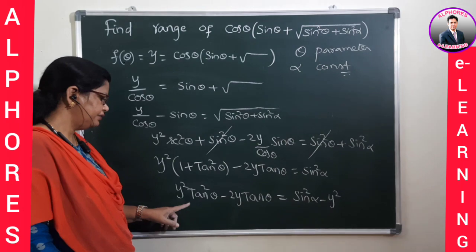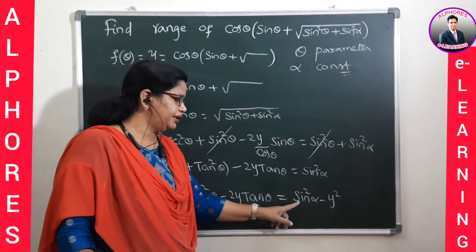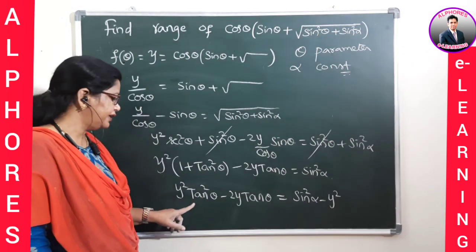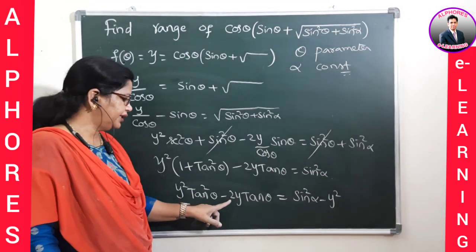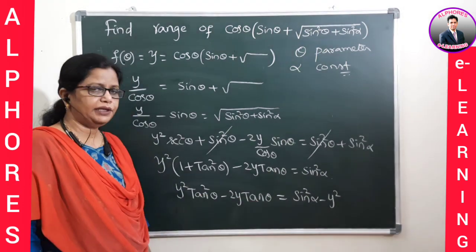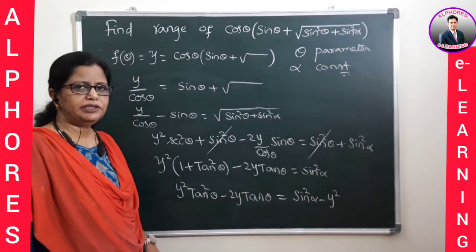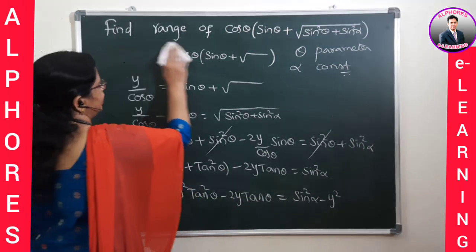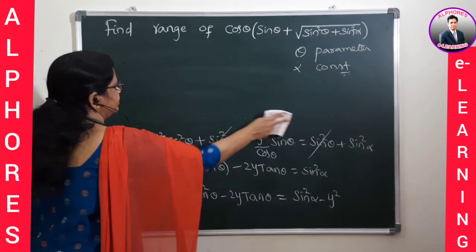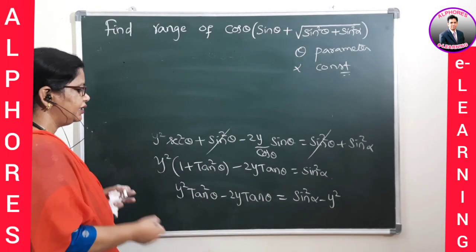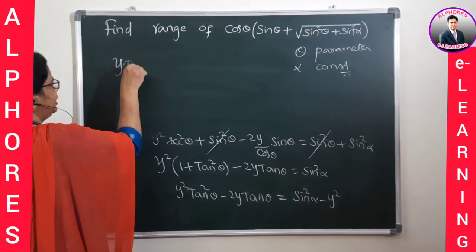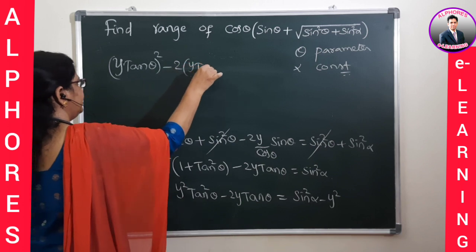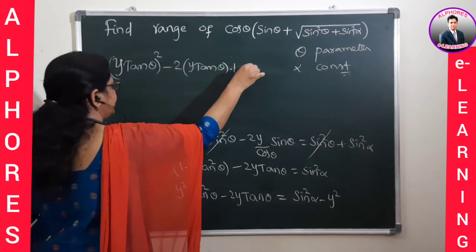So students, you got y square tan square theta minus 2y tan theta in this way. Now observe clearly, this is a perfect square, so you can write y tan theta whole square, after that minus 2 into y tan theta. Now if I add 1 on both the sides, then exactly one perfect square we are going to obtain. So I am adding 1 on both the sides. Then y tan theta whole square minus 2 into y tan theta, and after that into 1, plus 1 square.